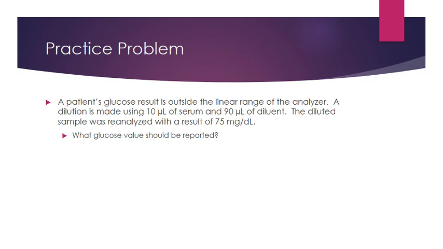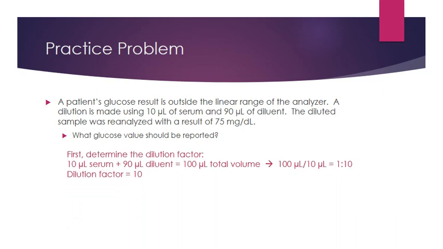So we have 10 microliters of serum. We have 90 microliters of diluent. So our total volume is 100 microliters. And we'll divide that by 10, which is our initial serum sample amount. And we end up with a 1 to 10 dilution and a dilution factor of 10.